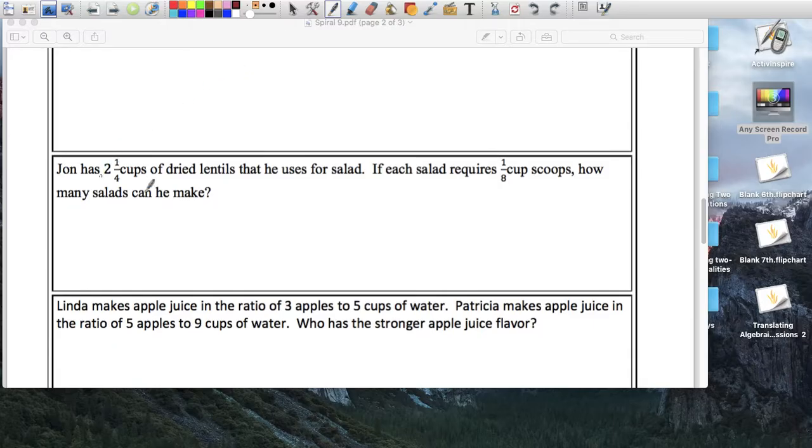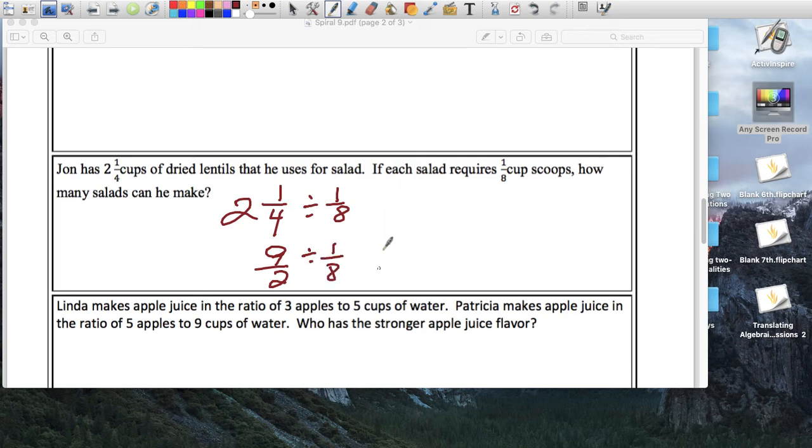He has all these cups of lentils. He wants to use 1/8 of a scoop per cup, 1/8 of a cup. How many salads can he make? It's a division problem. Divided by 1/8. So one of the things we can do is change this to an improper fraction. 9/2. 4 times 2 is 8 plus 1 divided by 1/8.